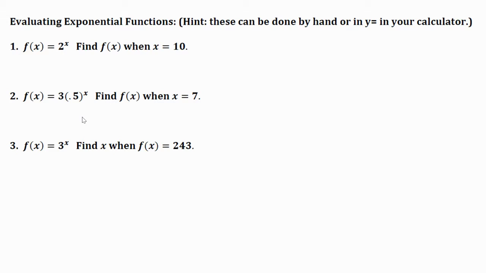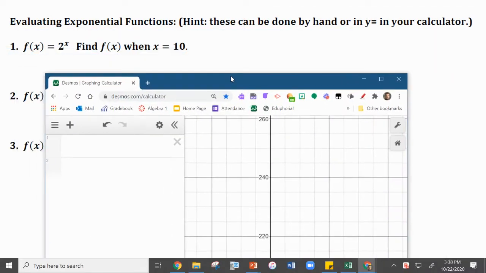All right. And so the first thing you need to be able to do is evaluate any type of function. And so remember, when we evaluate, that just means plug it in, or you can use a table as a tool. And so that's what I'm going to do. I'm going to use Desmos to help me answer these problems.